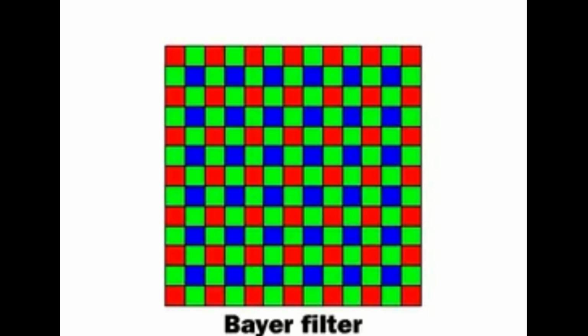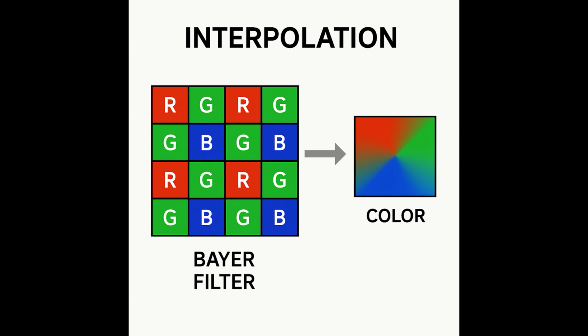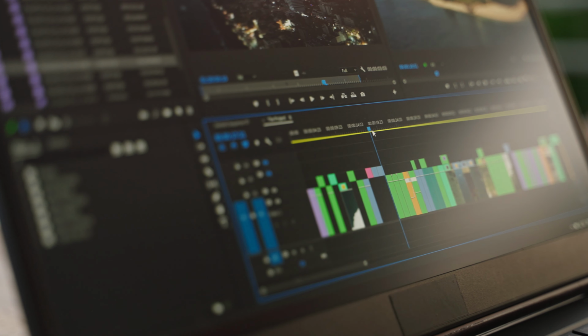So how do we end up with full color images? That's actually where interpolation comes in. Interpolation is the process of guessing or estimating missing data by averaging the values of nearby pixels. The camera, or later editing software, fills in the blanks using mathematical formulas. In other words, it's not just showing you what the sensor saw. It's showing you what the software thinks was there. Interpolation happens automatically in hardware, within your camera, within the editing software, or both.